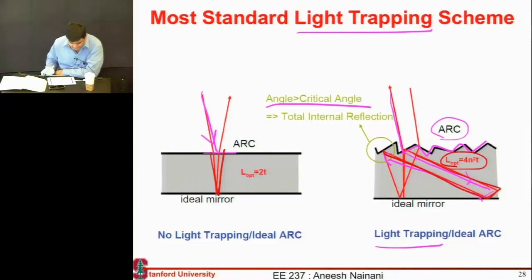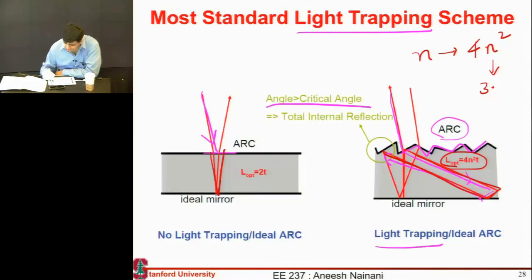So this was something that Eli also talked about, 4n squared. But why 4, why not 2, or why not 8, right? So what Ben said was that he referred to this maximum limit of light trapping. And for a material which has a refractive index of n, you can usually increase this path. So if you had a path of let's say L over here, you could increase that path by a maximum of 4n squared. This n, for most semiconductors, is typically somewhere between 3.5 and 3.7.